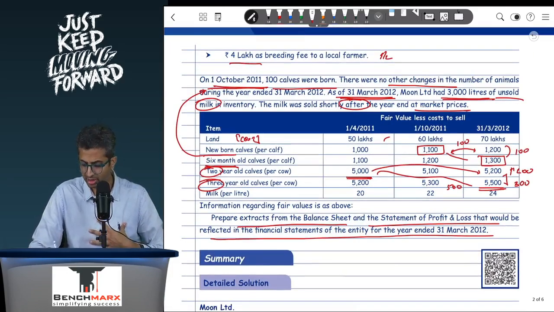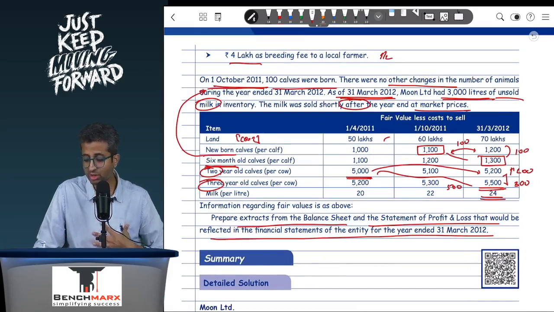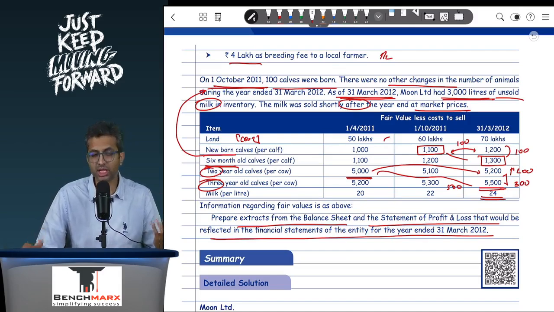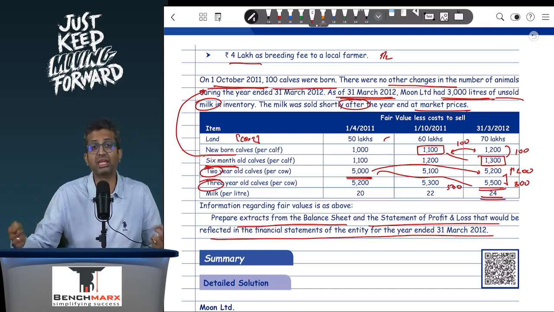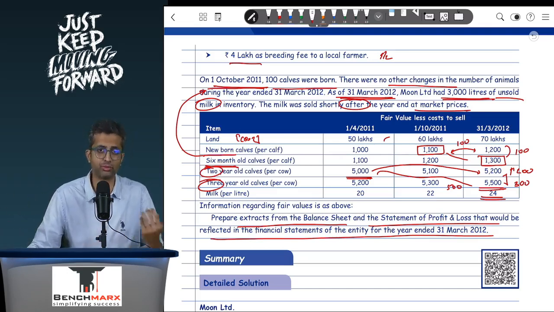Now when you look at milk, we can assume that the milk must be harvested somewhere at the end of the year when the price is 24, and hence 24 into, let us say, how much is this? 3,000 liters. 24 into 3,000 liters, that will come to around 72,000. So that will be your milk. You will debit the milk and credit, let us say, gain on the initial recognition of milk of 72,000.